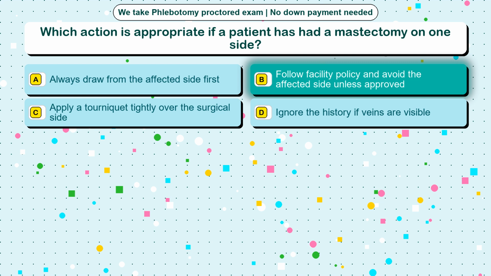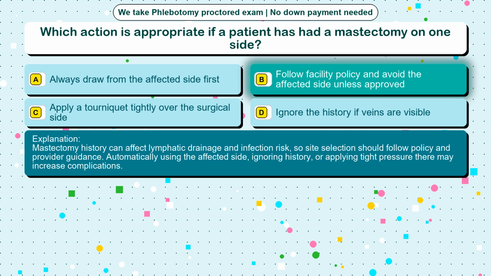The correct answer is option B, follow facility policy and avoid the affected side unless approved. Mastectomy history can affect lymphatic drainage and infection risk, so site selection should follow policy and provider guidance. Automatically using the affected side, ignoring history, or applying tight pressure there may increase complications.